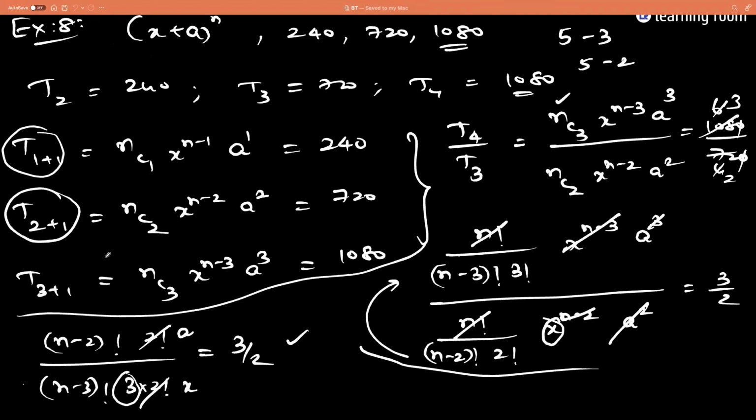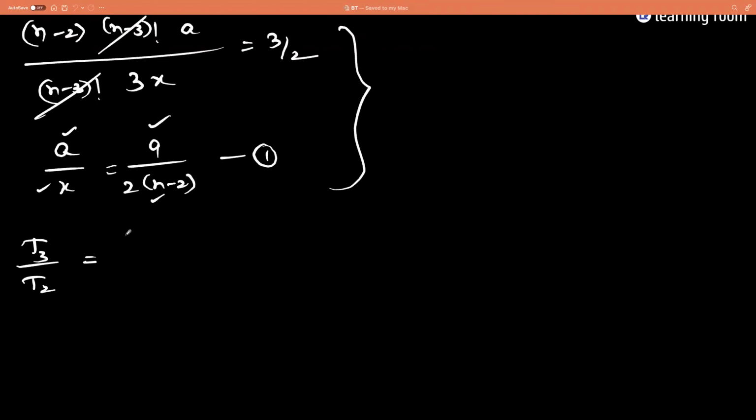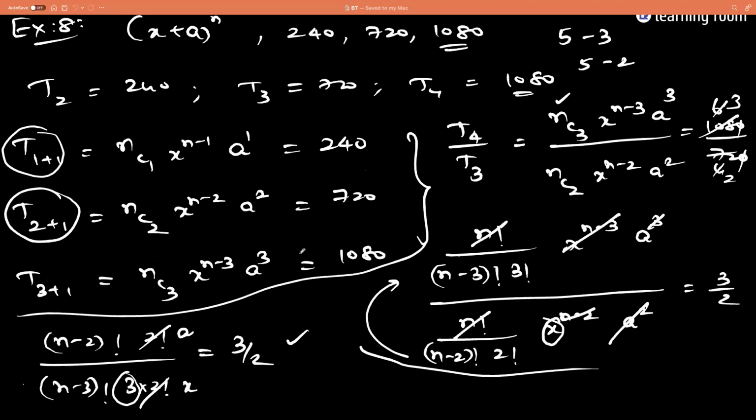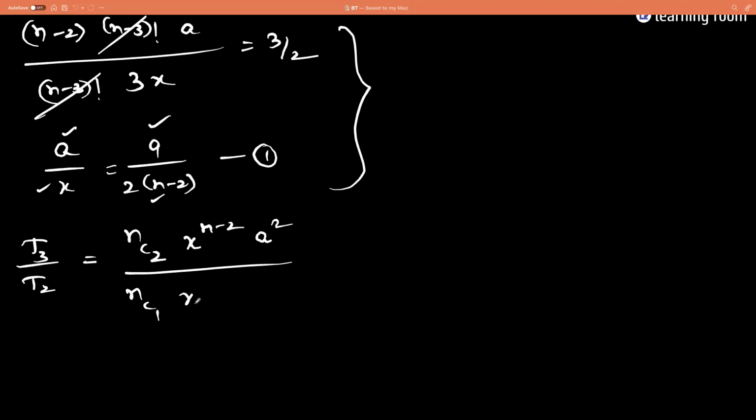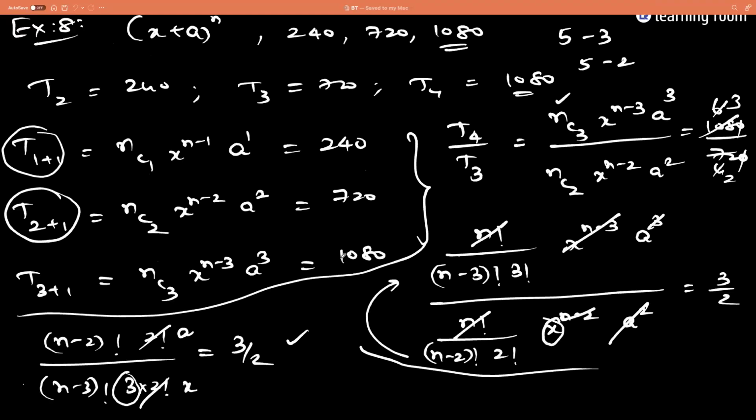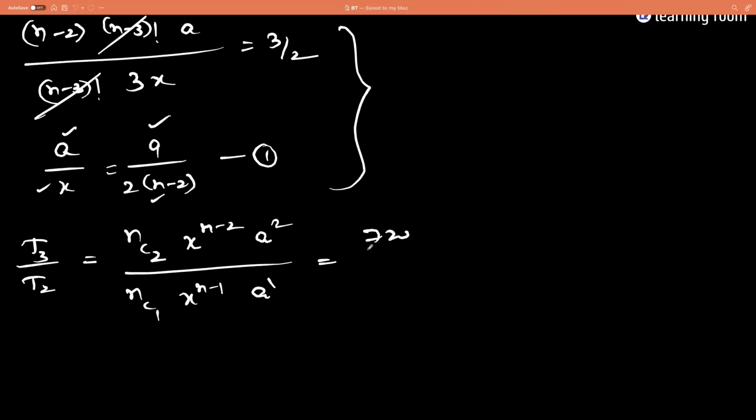So T3 divided by T2: nC2 x^(n-2) a^2 divided by nC1 x^(n-1) a^1 is equal to 720 by 240. That will go 3 times. Correct? So this will get cancelled once. This and this are gone.